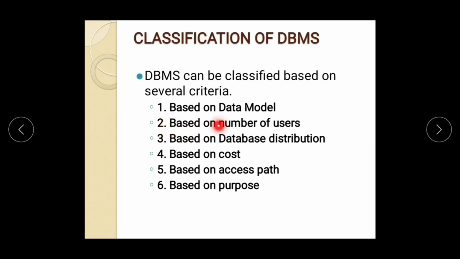Okay. Next one is based on the number of users. So DBMS will be used by many, maybe a single user or multiple users. Based on these two criteria we can classify DBMS. Okay. Next is based on the database distribution. So in DBMS, the database will be placed at different locations. In centralized DBMS, the database will be stored at a single site or a single system. But in a distributed system, the database will be available in different sites or different servers. Okay, so all those concepts are called database distribution. So based on this database distribution, we can classify DBMS.